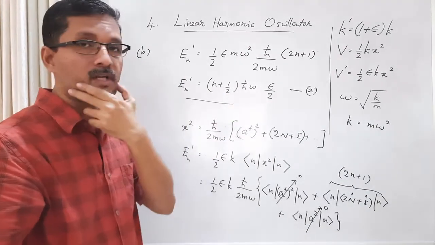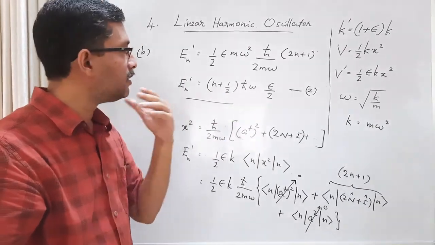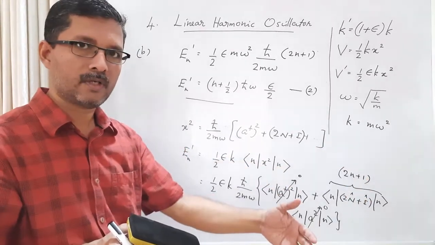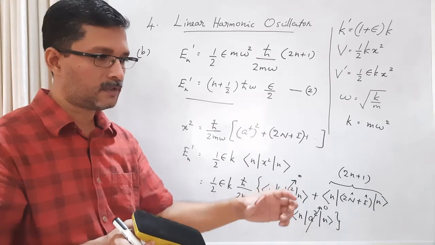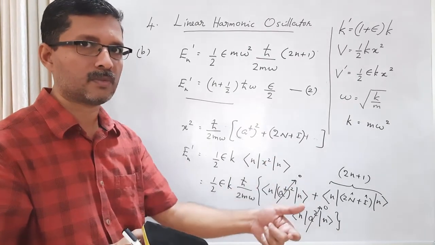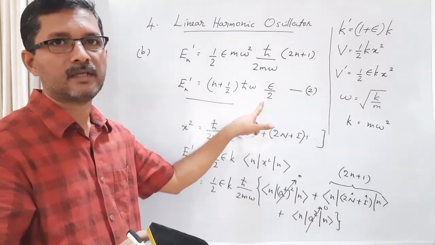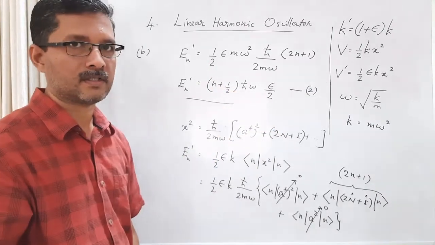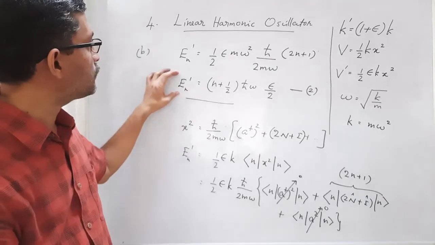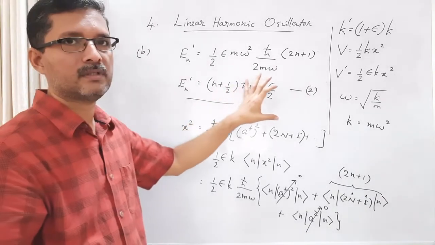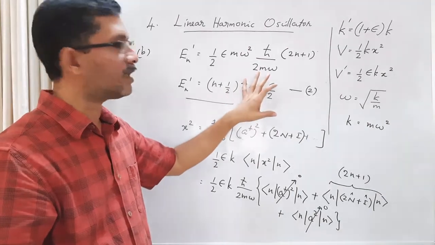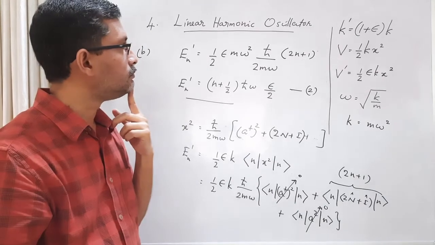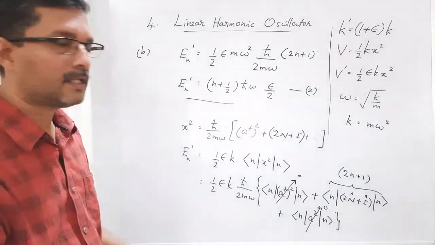You compare with equation 1. Okay, in equation 1 you have n plus half h cross omega and then a power series in epsilon, 1 plus epsilon by 2. Okay, so the first correction in energy is n plus half h cross omega into epsilon by 2. This is exactly what we have obtained in first order perturbation theory when we apply first order correction energy. So what we see is that this first order correction energy exactly reproduces the correction in energy up to the first power in epsilon, the exact value. Now let us go to the second order correction energy.